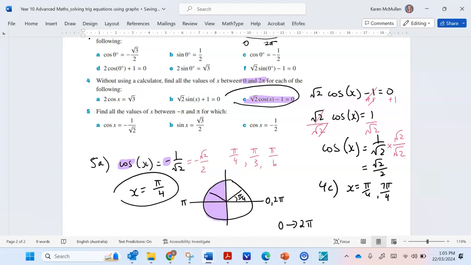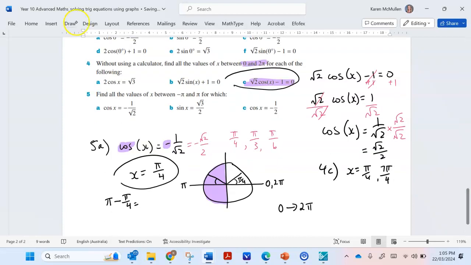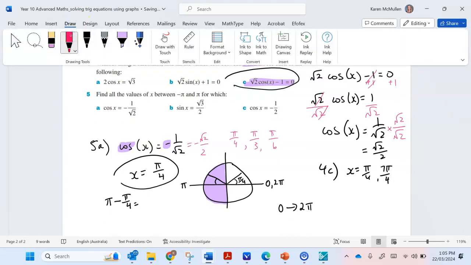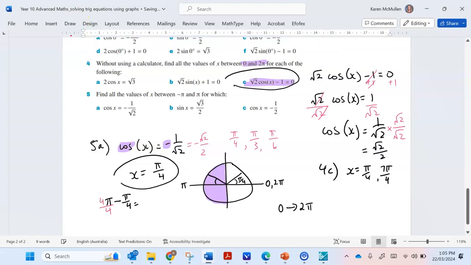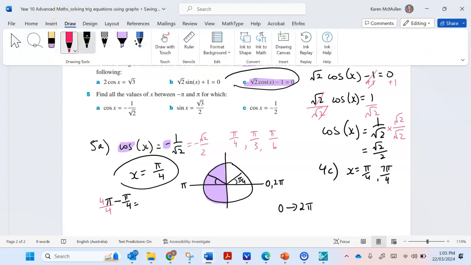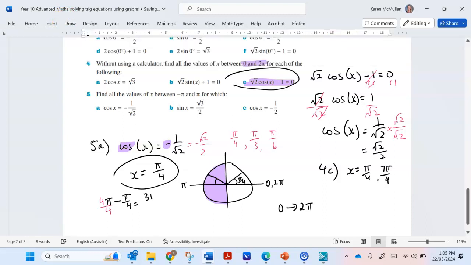Our first solution is this one here, okay, which is pi minus pi on 4. Now, if you have trouble doing that, you can just make them have the same denominator. All right, so pi is the same as 4 pi on 4. So 4 pi on 4 minus pi on 4 gives us 3 pi on 4. So there's one solution. Our other solution is in this quadrant.